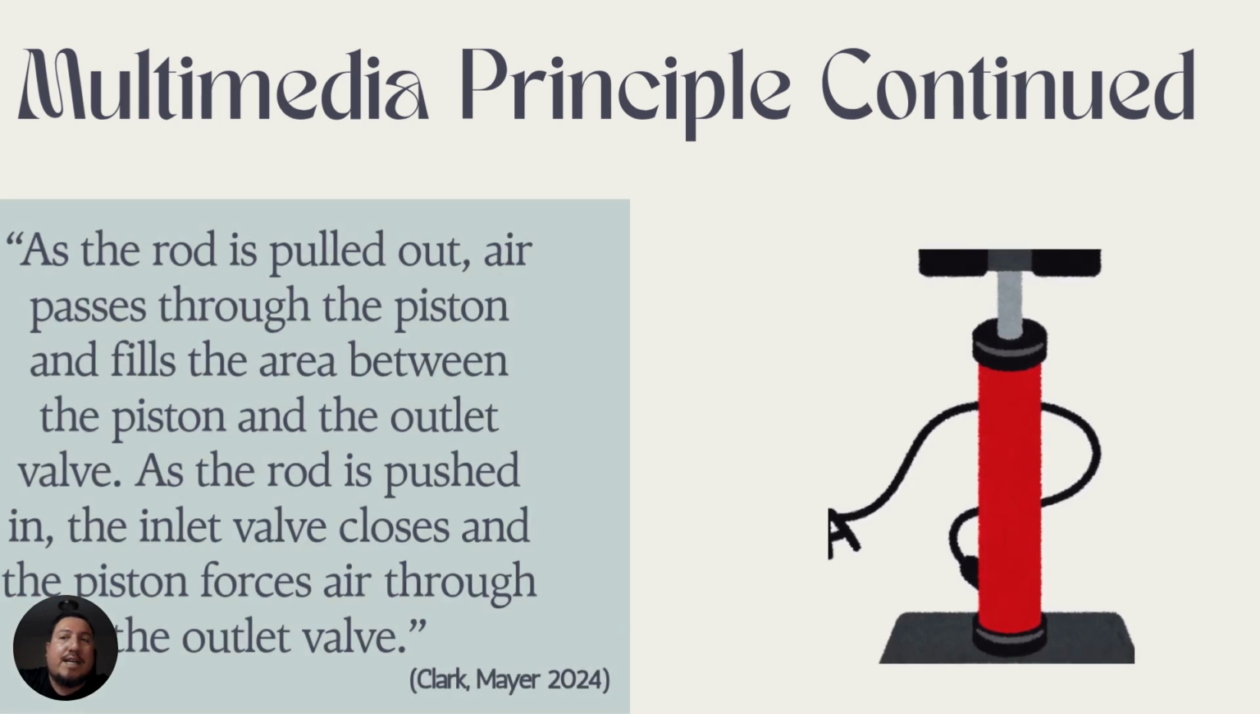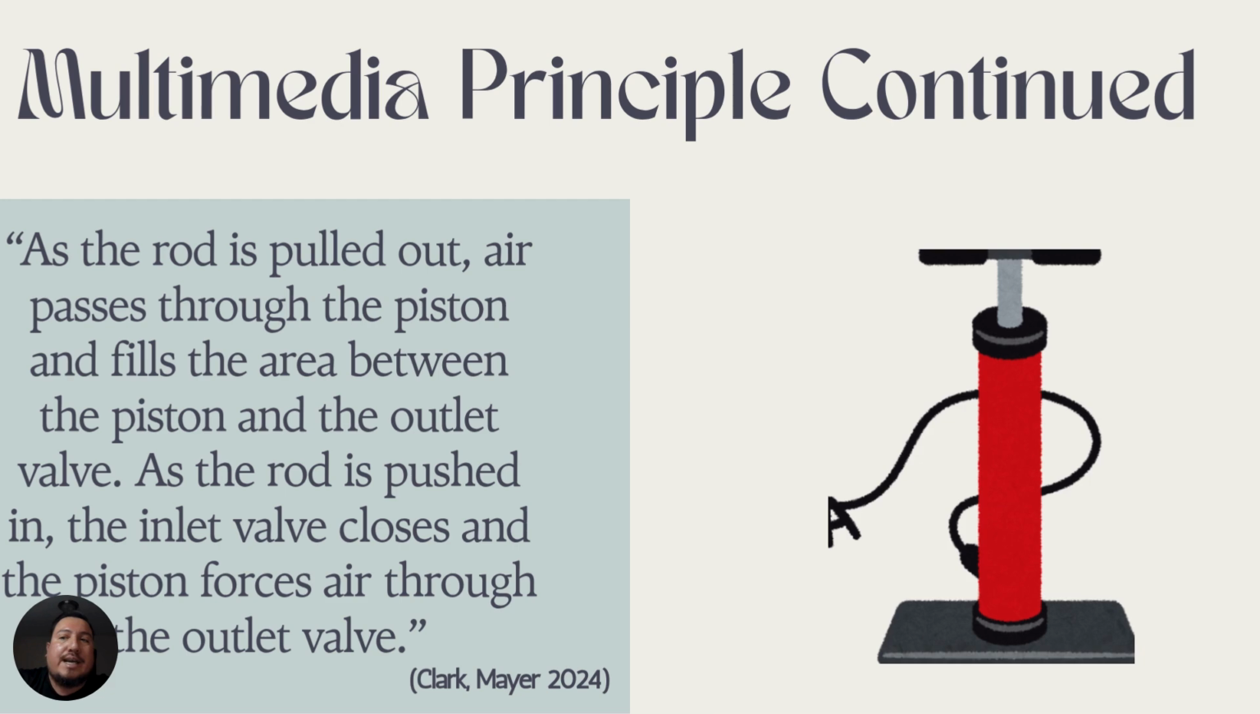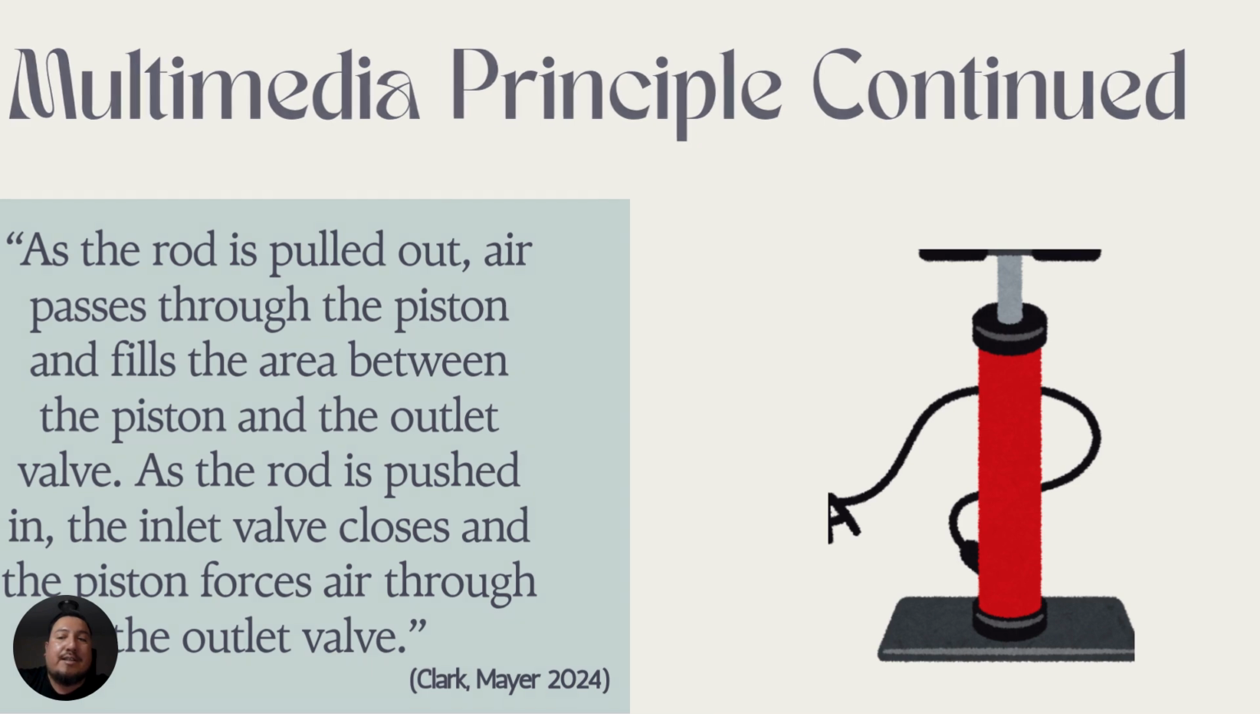As the rod is pulled out, air passes through the piston and fills the area between the piston and the outlet valve. As the rod is pushed in, the inlet valve closes and the piston forces air through the outlet valve. Now, did that information stick for you guys? Probably not. You could probably read it a few times and imagine how the process works, but that would be tedious. Let's try it now with a visual accompanying the explanation.